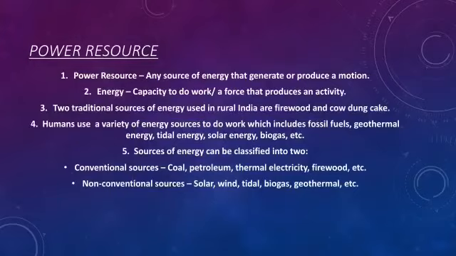Humans used a variety of energy sources to do work, which includes fossil fuels, geothermal energy, tidal energy, solar energy, biogas, and so on. All those sources of energy can be classified into two. First, conventional sources. These sources of energy are exhaustible, once used cannot be replaced, thus cause environmental pollution, and are expensive at the same time. Common examples are coal, petroleum, thermal electricity, firewood, natural gas, and so on.